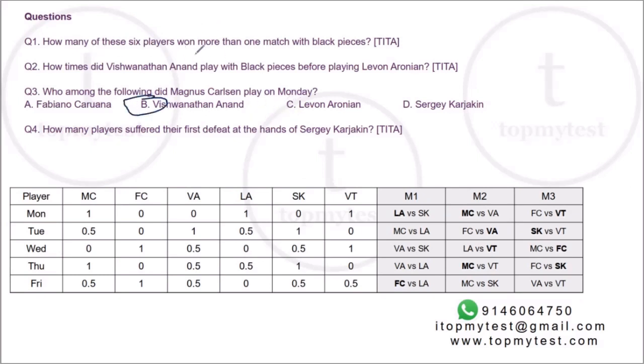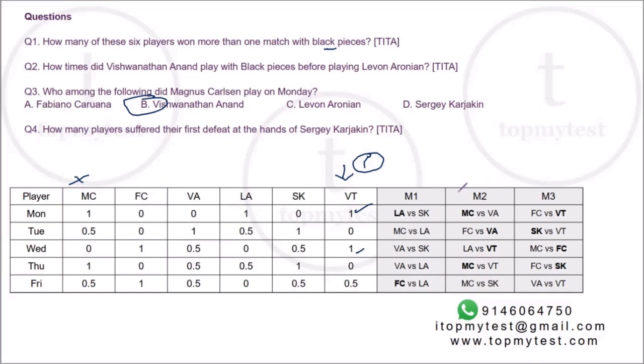Question number 1. How many of these 6 players won more than one match with black pieces? More than one match with black pieces. Now VT plays all of his matches with black pieces and he has won 2 matches. So VT is one player who has won more than one match with black pieces. MC does not play any match with black pieces, so he will not be there.